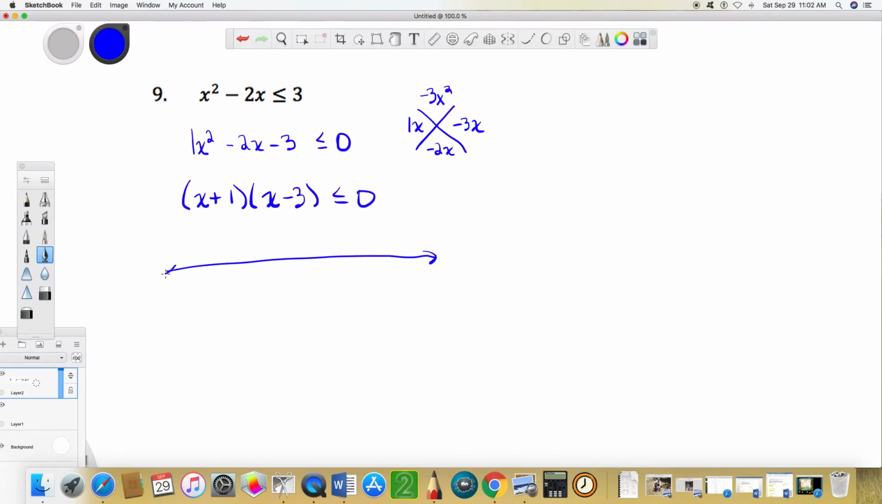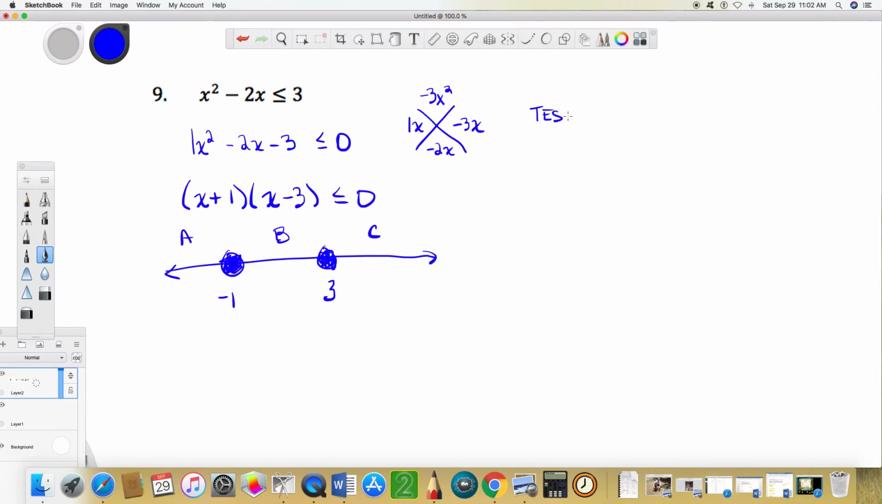That gives us critical points of negative 1 and positive 3. That divides the number line into 3 regions, A, B, and C. We need to determine whether to shade or not to shade these critical points. Because it's less than or equal to, because it's underlined, because we have that equal to, we're going to shade each of these in. So negative 1 and positive 3 are in our solution set. If you were to let x be negative 1 or be positive 3 and do this arithmetic, you would get a true statement.